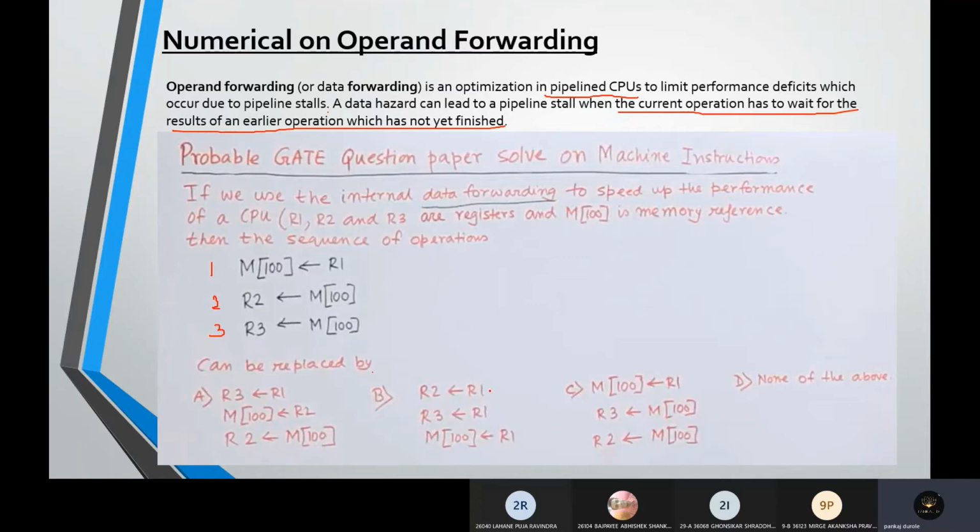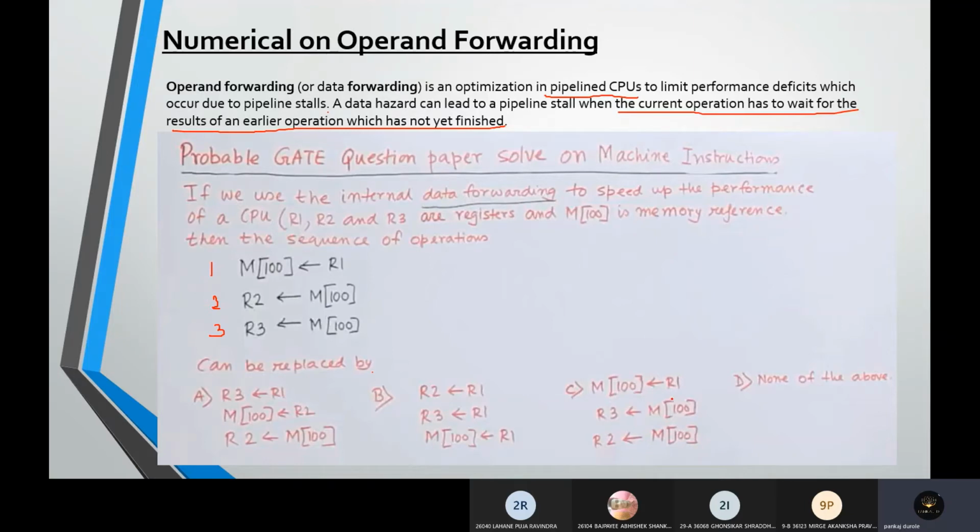So let's see the second option. The content of the R1 register is moved into the R2 register. The content of R1 register is moved into R3 register. These are two separate instructions. And then we are moving the contents of R1 to memory location 100. So there is no dependency among all these three instructions.